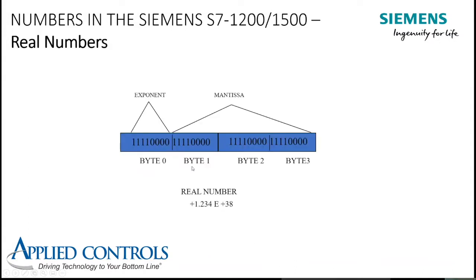Now, there's also real numbers, which also occupy 4 bytes of information. And in this instance, byte 0 is the exponent, and then bytes 1, 2, and 3 would be the mantissa, which is this value here.